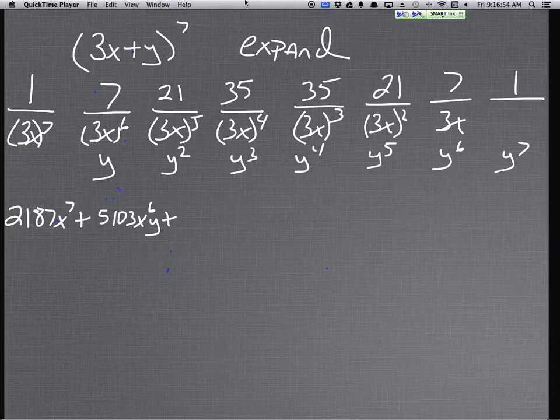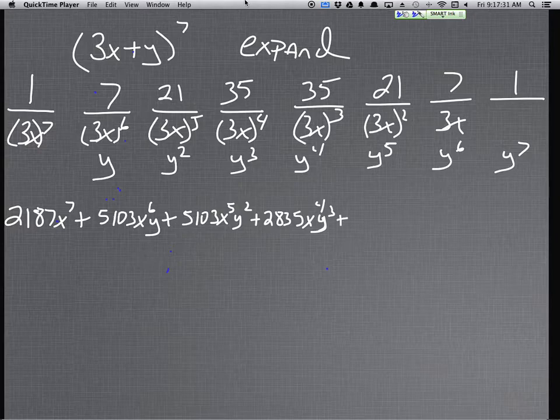Okay, the next one I need 3 to the 5th times 21. Same thing again? Yeah, 5,103. So that's x to the 5th, y squared. Now 3 to the 4th times 35: 2,835. Which one are we on? The 4th one, so that's x to the 4th, y to the 3rd.